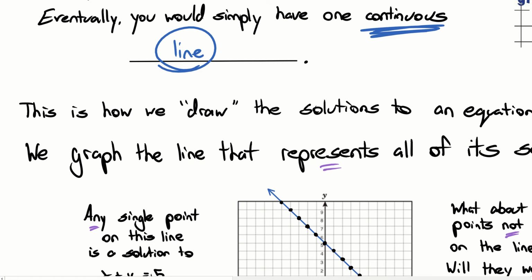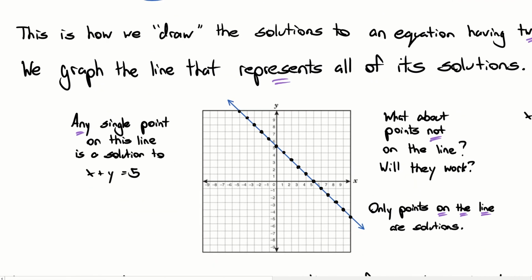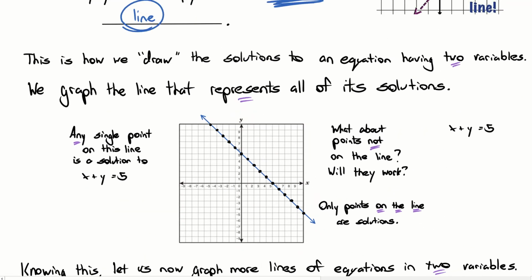All right, so let's do this. This is how we draw the solutions to an equation having two variables. We graph the line that represents all its solutions. We don't have to write out every single solution. That would be a colossal waste of our time. We have other things to do in our lives.